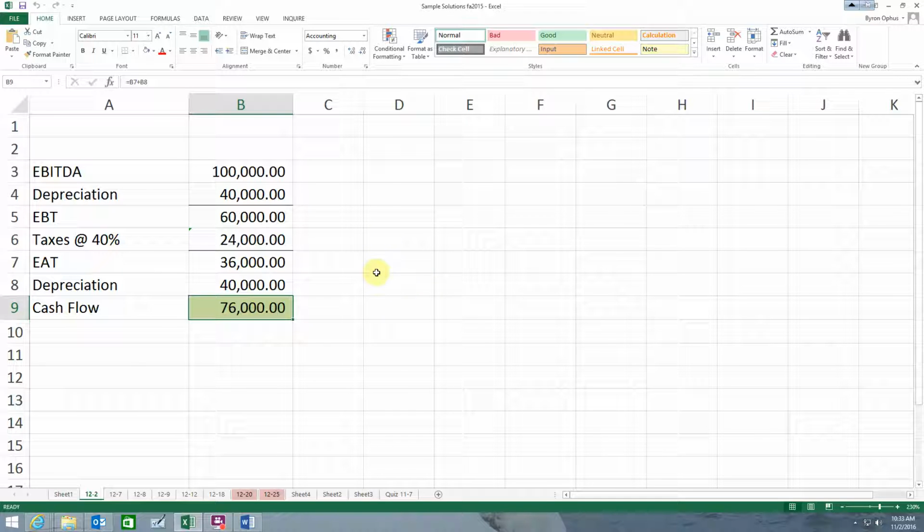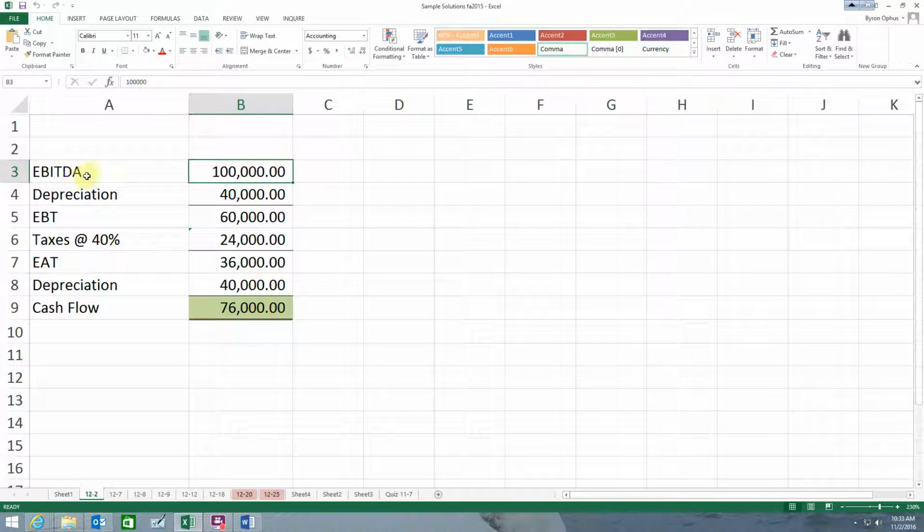So problem 2 says this. It says assume a corporation has earnings before depreciation and taxes of 100 grand, depreciation of 40 grand, and that it has a 40% tax bracket. Compute its cash flow using the following format. So it gives you the format. So really it's just a matter of putting it in.